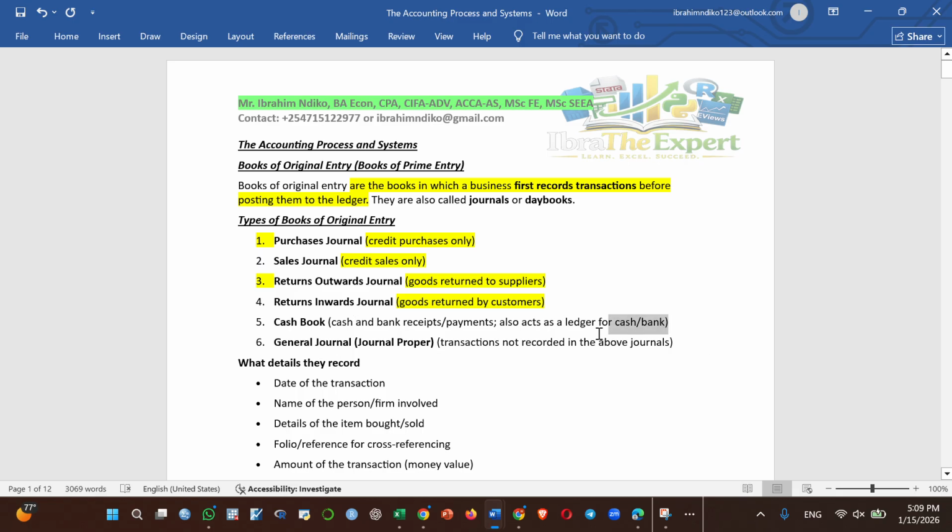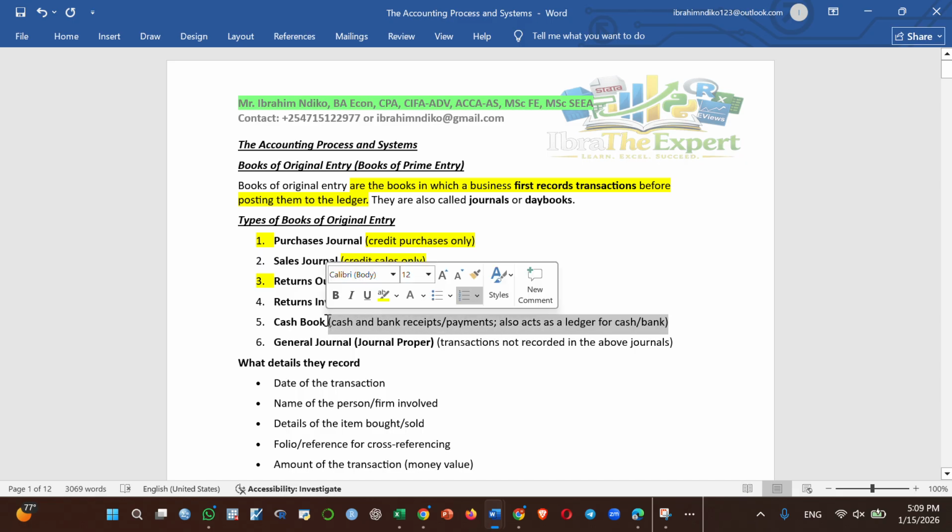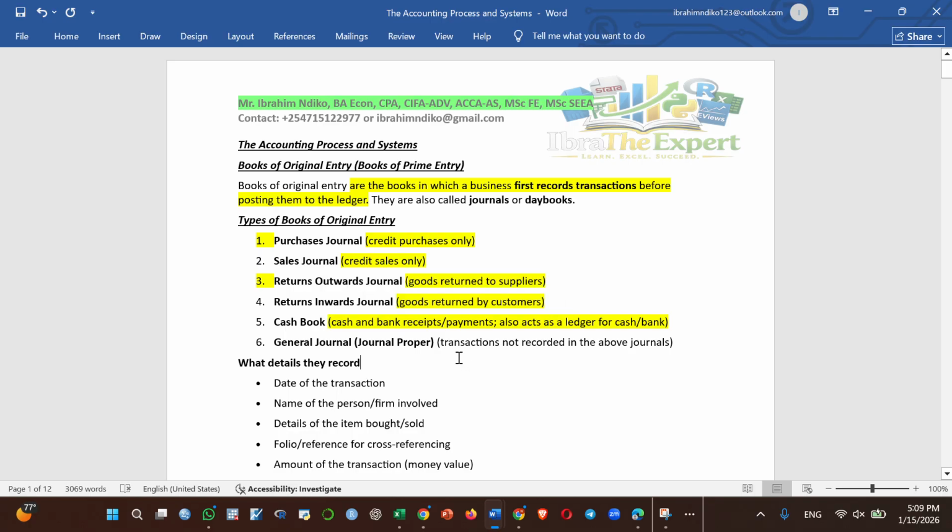Then you have the cash book. The cash book records the cash which is either received through the bank or as cash in hand, or payments that are made in cash or paid through the bank. Then you have the general journal. The general journal records any other transaction which is not recorded in the journals that we have mentioned above.